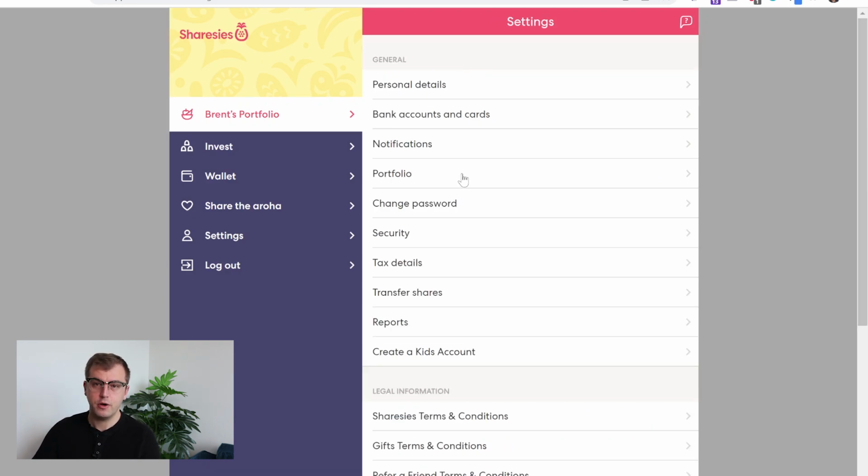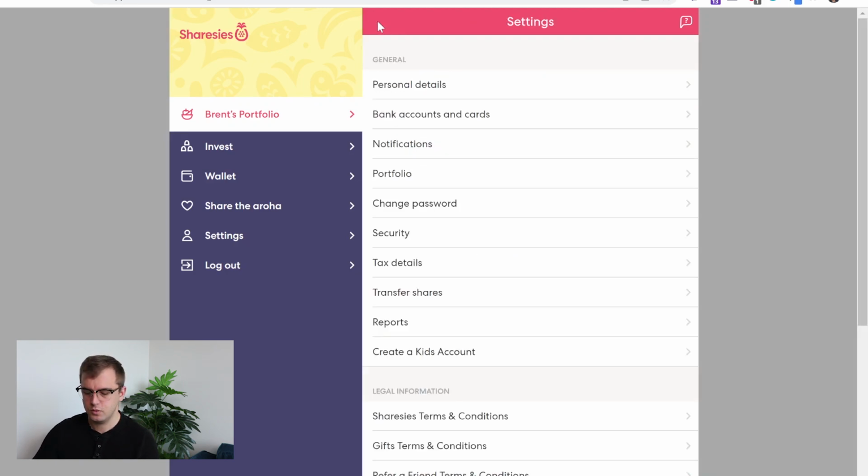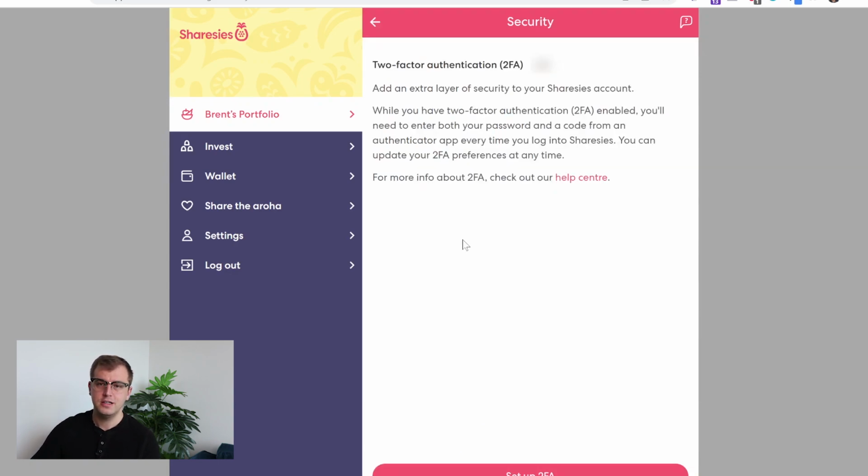The next option is portfolio, and this is where we can change some of the calculations around our sold investments and calculating the return, but we can also connect our Sharesies account to ShareSite. And this is useful for some investors that have a lot of investments and they want to track these. So if that's something you're interested in, you can simply click this button here or look at some of its pricing options. We can also change our password here, and we can also look at some of our securities. So Sharesies offer two-factor authorization, which is where you log in normally, but you also have a text message as well. And this is just an extra layer of security if that's something that you're interested in.